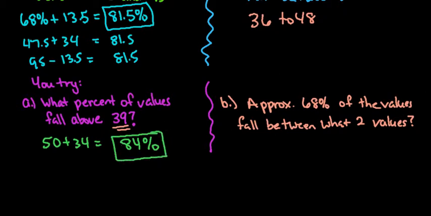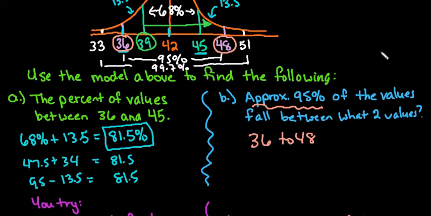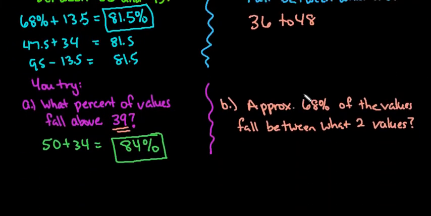Okay, and then for the last question, approximately 68% of the values fall between what two values? So 68% fall between 39 and 45.